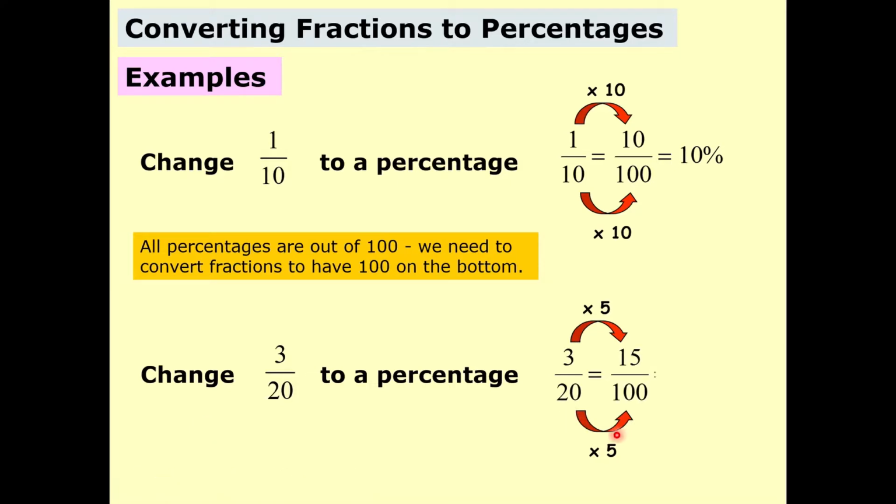So 20 times 5 gives us 100, what we're after, so then 3 times 5 gives us 15. And then we can see that our percentage is 15%. As long as you have 100 on the bottom of your fraction, use the top number and that will be your percentage. And remember your percent sign.